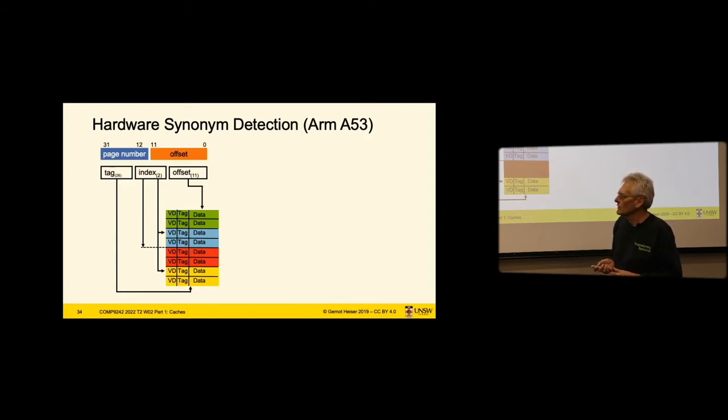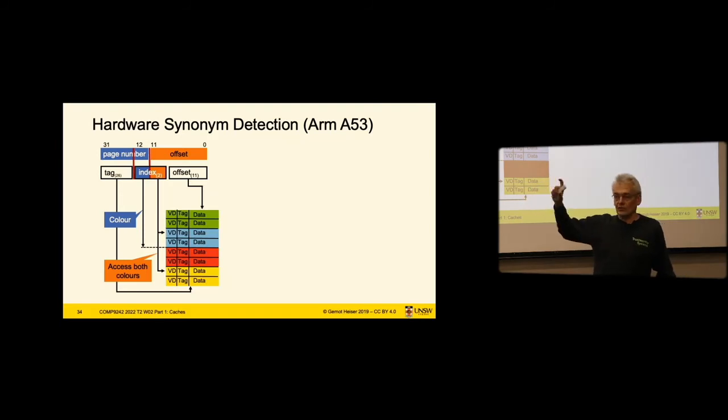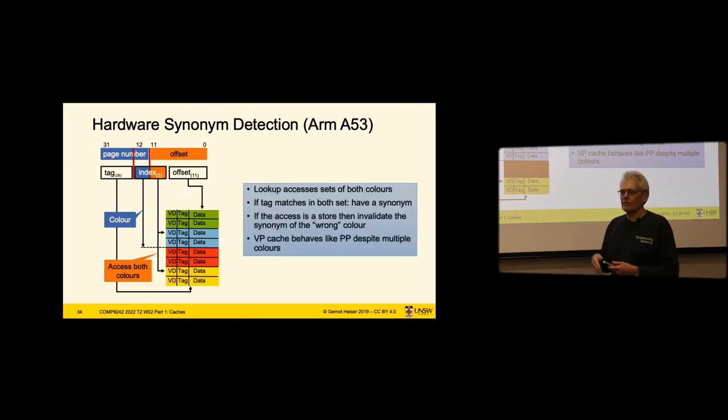So basically what it means is when it does an indexing operation, you have the two parts of the index bits, the color and the subset within the color. Then instead of just looking up the set inside the right color, it actually looks up both colors. So irrespective of the value of this upper bit, it does the lookup on both sides and then detects whether there is a synonym there. And if it detects a synonym, obviously if it's a read access, then nothing needs to be done. But if it's a write access, it will actually update both synonyms.